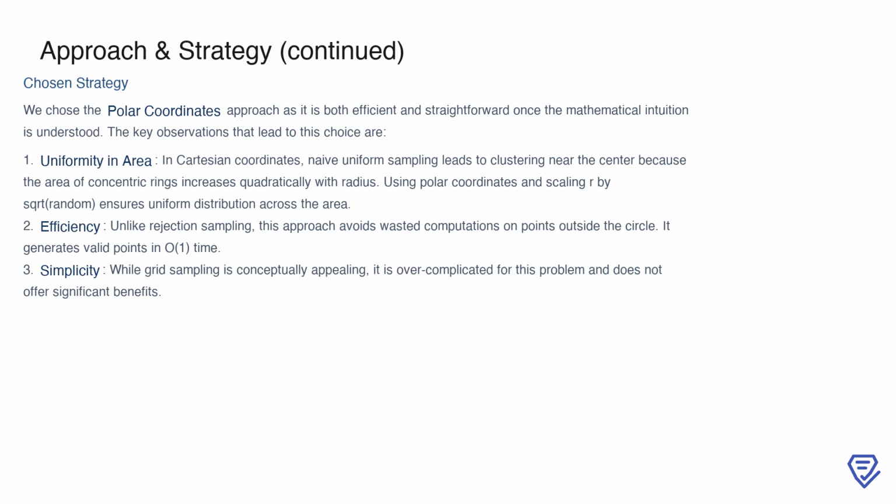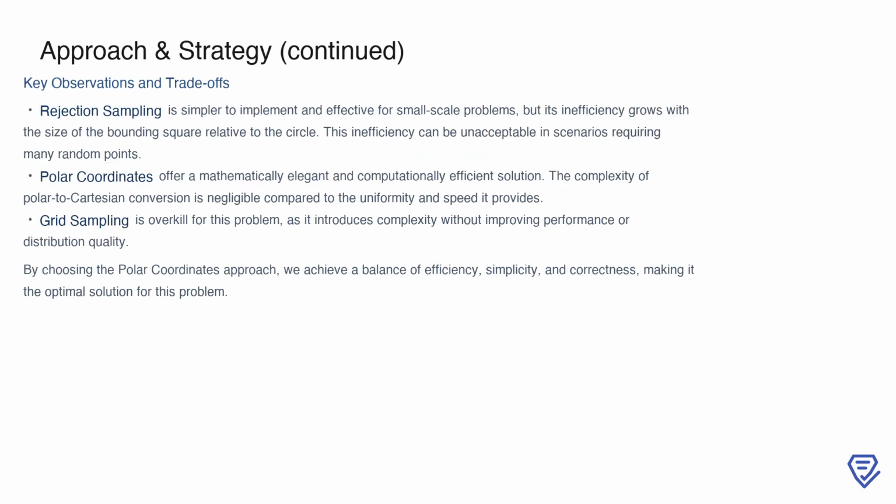uniformly within any circle. To solve the problem of generating random points uniformly distributed within a given circle, we need an approach that ensures every point inside the circle has an equal chance of being selected. One effective method to achieve this is through rejection sampling. Here's how it works. We begin by defining the circle using its center coordinates, center_x, center_y, and its radius, r.